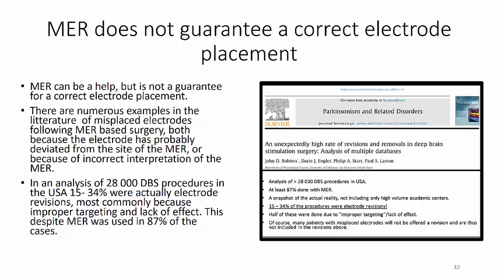In this analysis of 28,000 DBS procedures in the USA, up to 34% were actually electrode revisions, most commonly because of improper targeting or lack of effect, and this despite microelectrode recording being used in 87% of the cases.